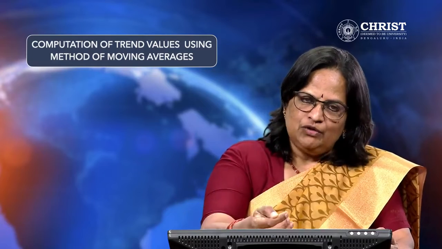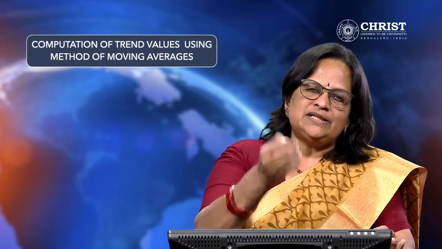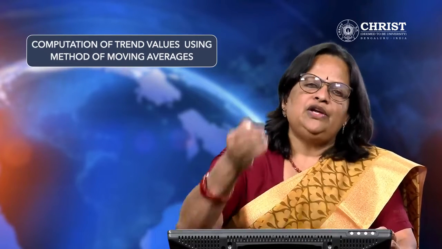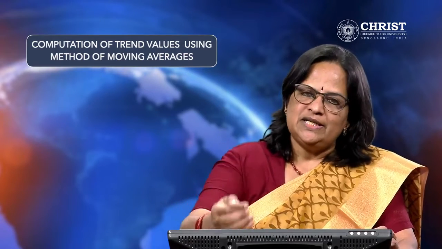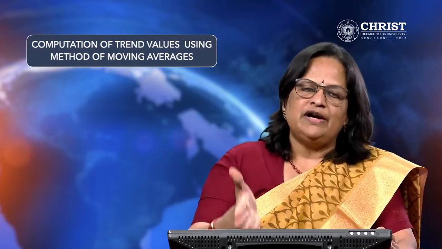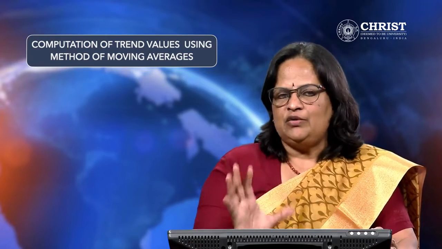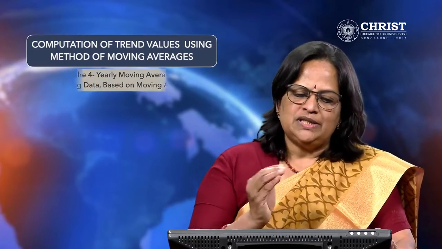You are averaging with 5 and you are writing the average against the third year. If it's 7, you are writing the total against the fourth year. Average also you are writing against the fourth year and you are dividing by 7. So that is how you computed that.